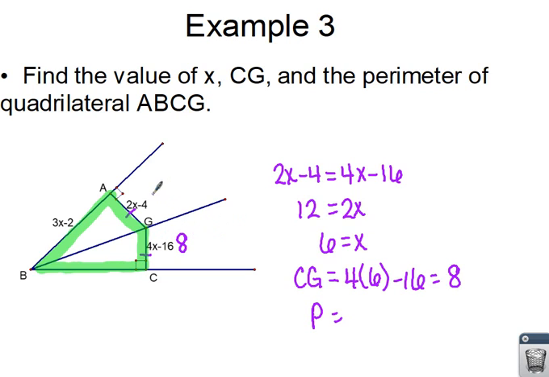Okay, so we know CG is 8. We figured this out already. That means this piece has to be 8 because they're equal. And then here we'll plug in our 6. So 3 times 6 is 18, minus 2 is 16. And then BC has to be the same as AB because they match up in the congruent triangles. So now we just need to add everything together to get the perimeter. So we'll take 16 plus 16 and get 32, plus 8 is 40, plus 8 is 48. We don't have a unit, so we can't put any units on it. All right.